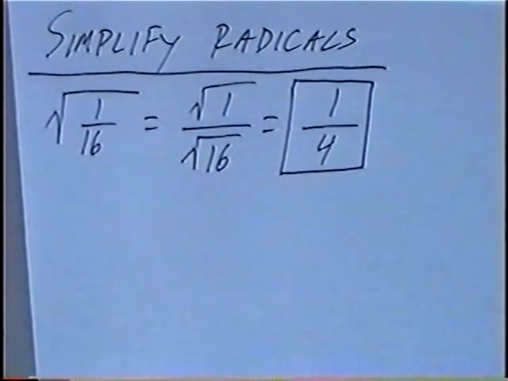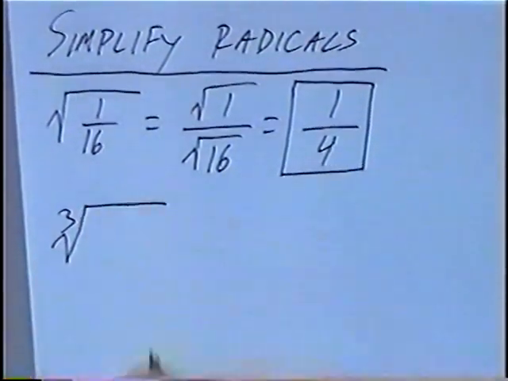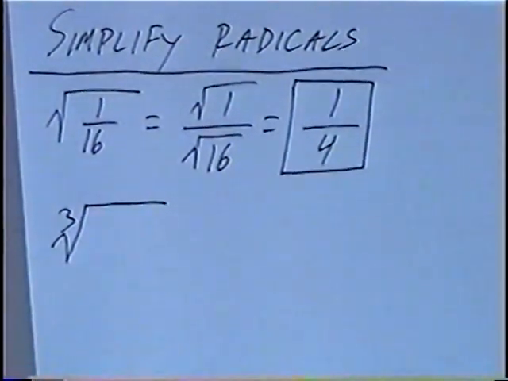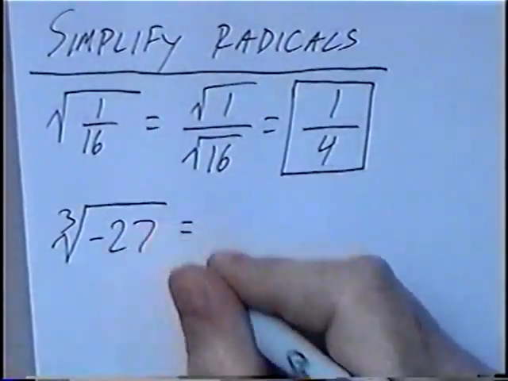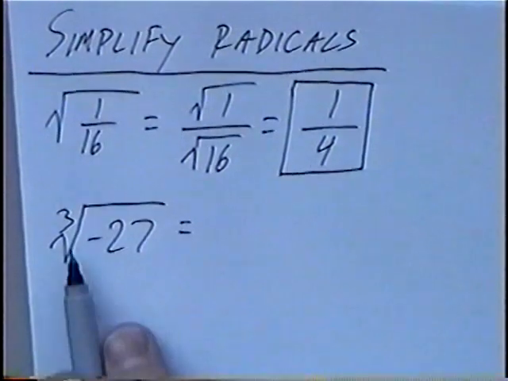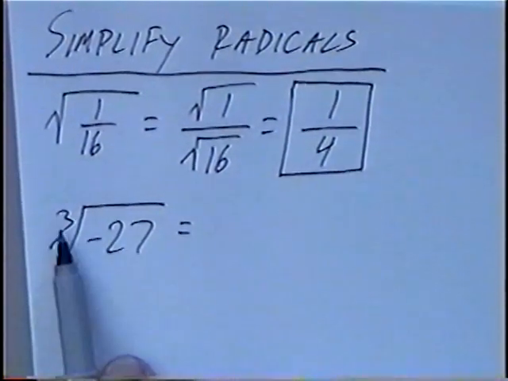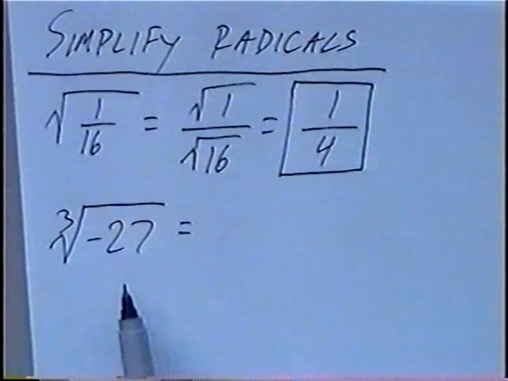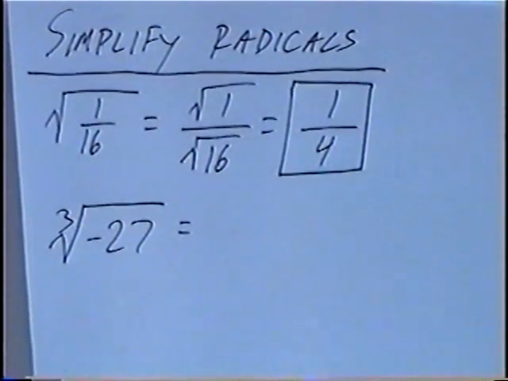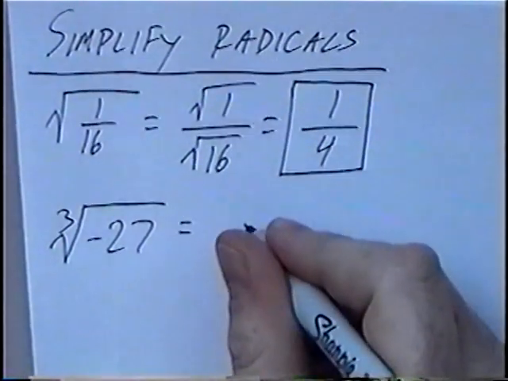Second question will be the cube root. A cube root will be a radical or square root sign with a 3 on the outside and negative 27 on the inside. A cube root, instead of a number times itself that's negative 27, we want a number times itself 3 times that's negative 27. Thinking about a number times itself 3 times, that's 27 or negative 27.